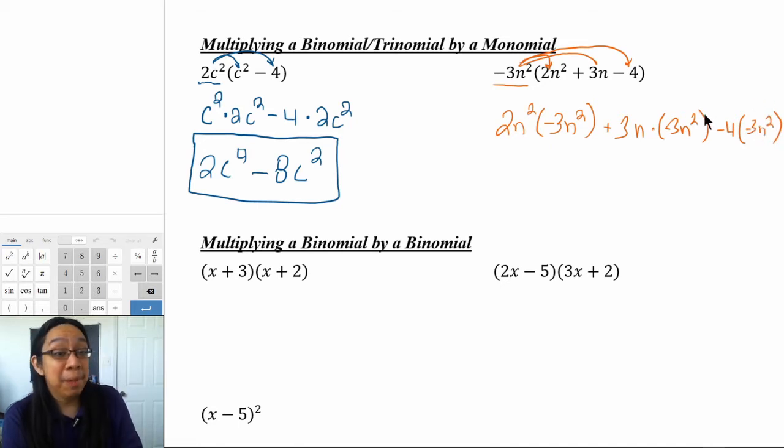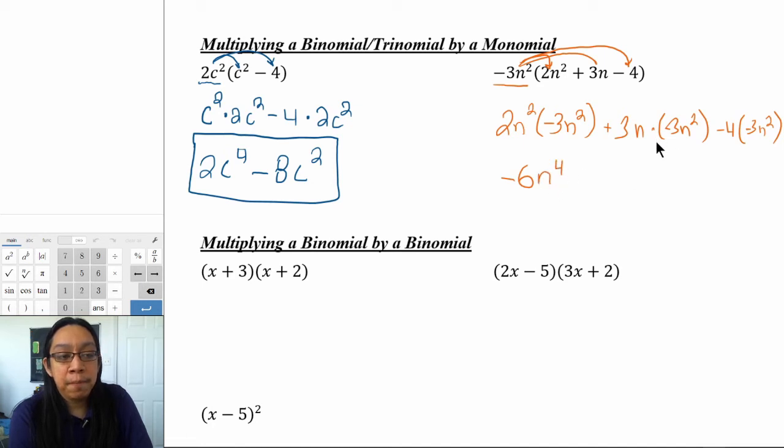Again, this looks like a complete mess, but let's go ahead and start simplifying. So simplifying this first piece, we have 2n times negative 3n to get us negative 6. And then adding the exponents of the n's will get us n to the power of 4. So that's this piece. Simplifies to that.